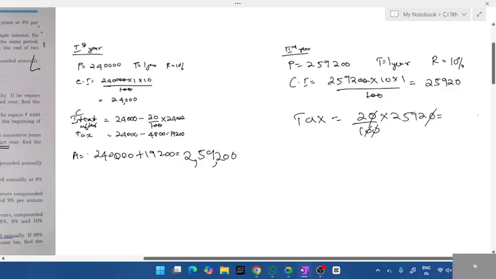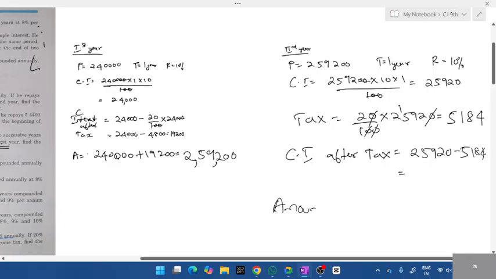What's the tax, Abigail? Tax amount? 5,184 is the tax. Now reduce that from this 25,920. Compound interest after tax is equal to 25,920 minus 5,184. Then calculate the total amount.